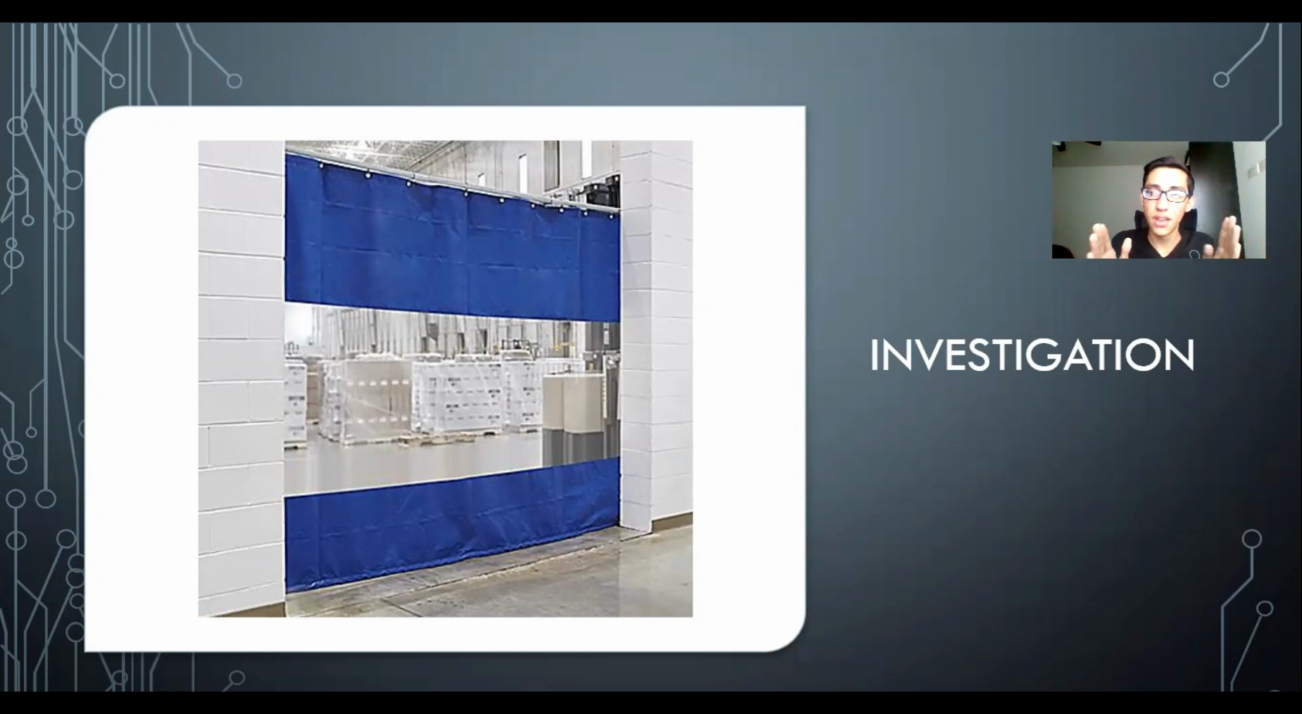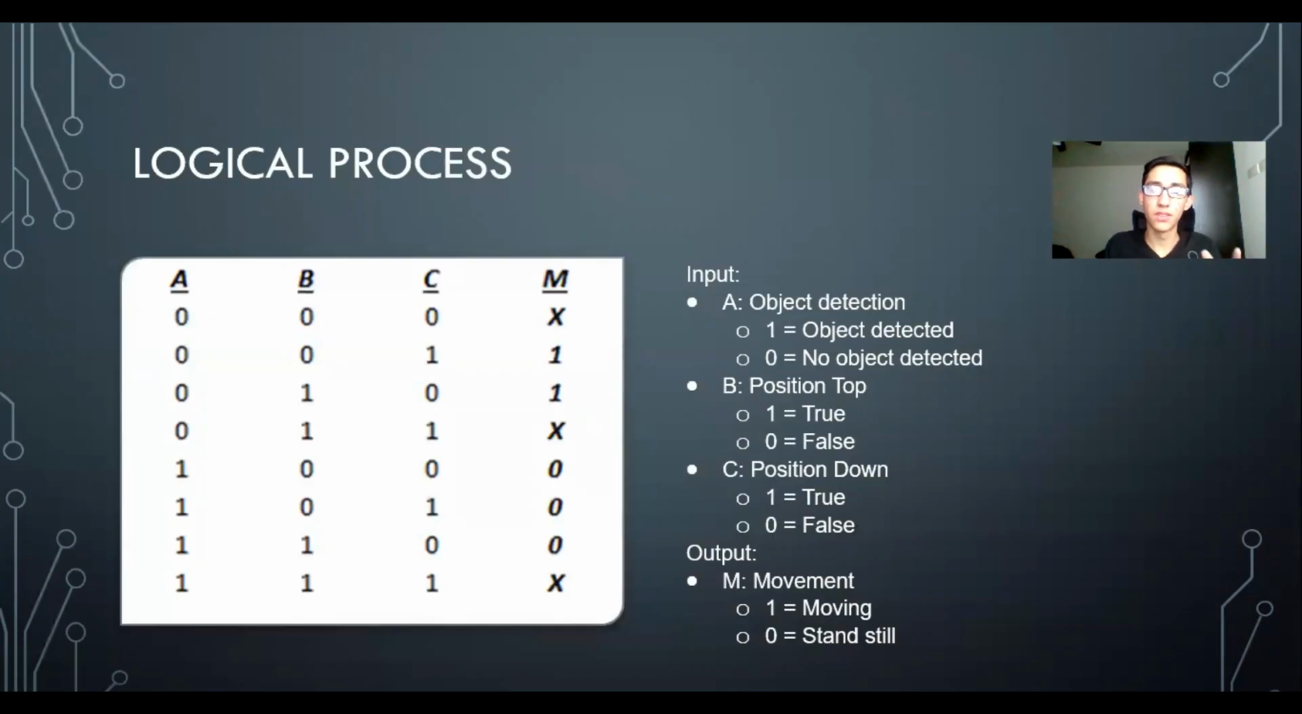So we started from there. We wanted to do a system just as sophisticated, but a lot cheaper. So we started with the logical process. We found 3 input variables. We have object detection sensor A. We have a position sensor for the curtain, called position top, which means a fully open position, and the third sensor is for a fully closed position.